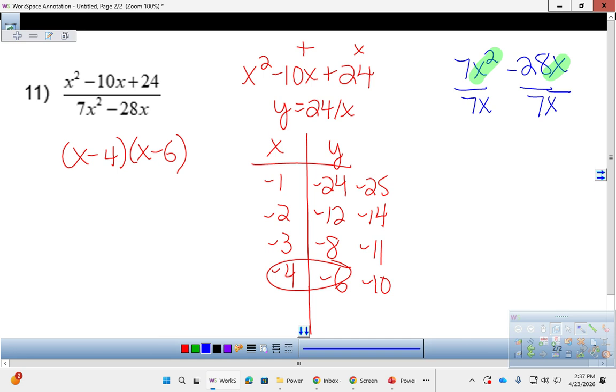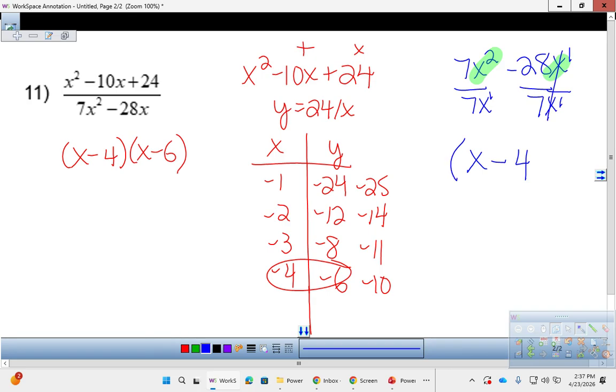So 7 divided by 7 is 1. I could write the 1, but I don't have to. Keep the base, and then when I subtract the exponents, I get 1. Again, I don't have to write that. 28 divided by 7 is 4. X, 1 minus 1 is 0. The x's cancel out here.